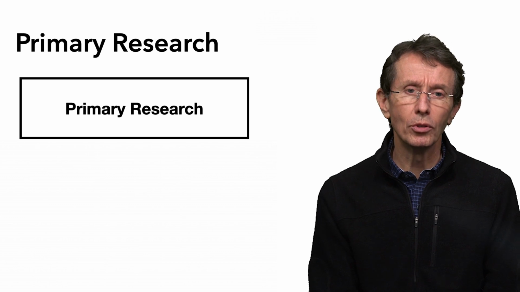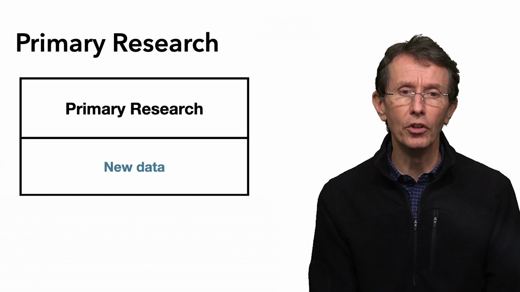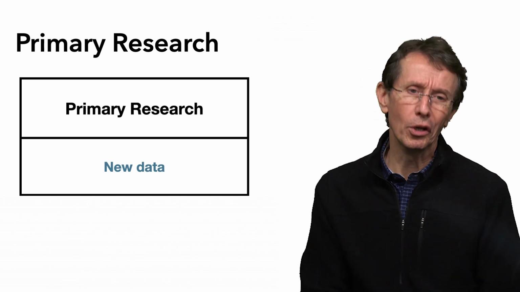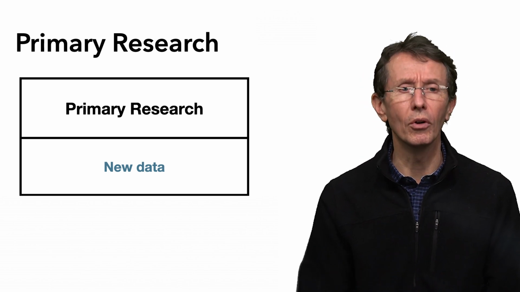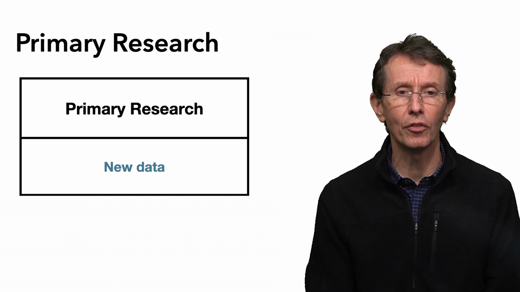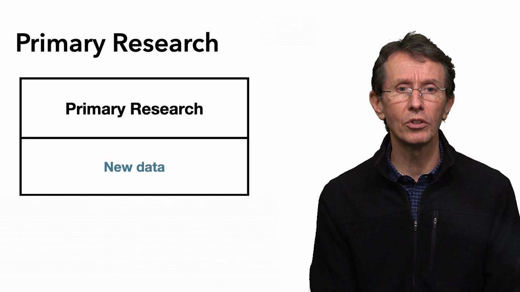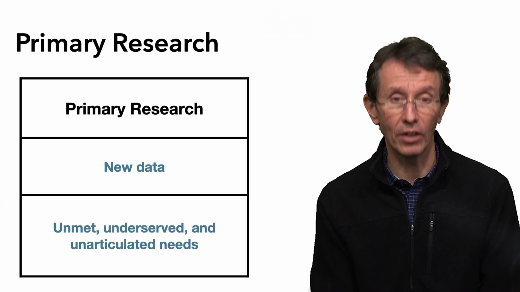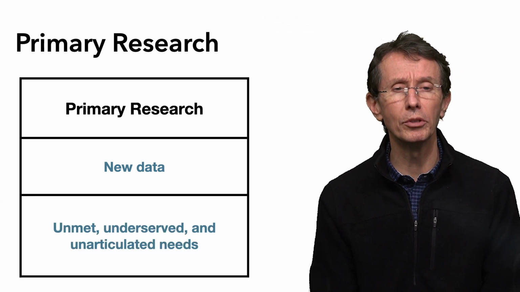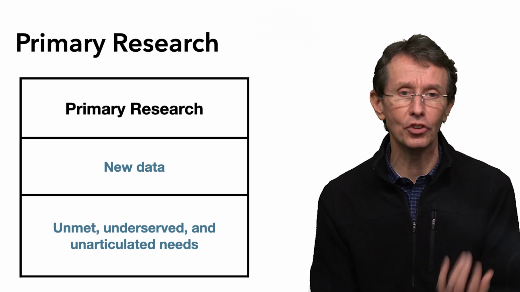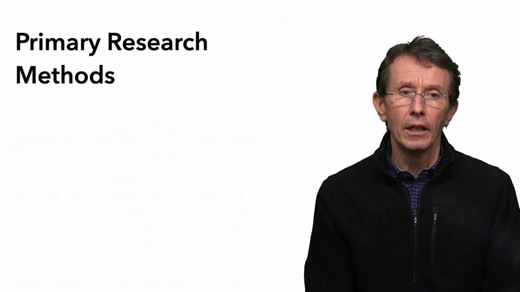Primary research is most commonly used to identify new data. So we're unlikely to find new data in old data, something of an oxymoron. So primary research is where we go out and look in those places that we've identified look important to us in order to identify new insights and those unmet, underserved, and unarticulated needs. So primary research is our main field tool for going and gathering this new exciting stuff.